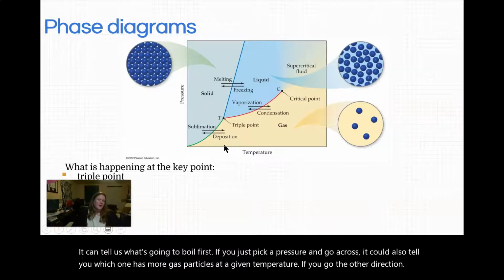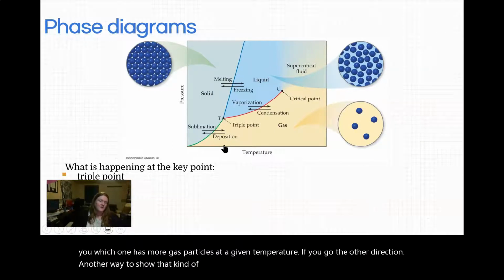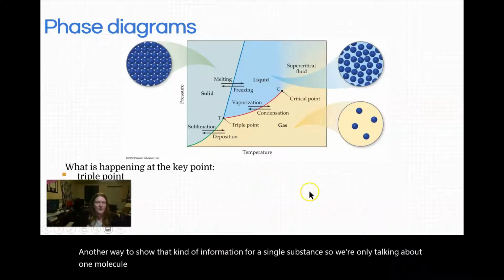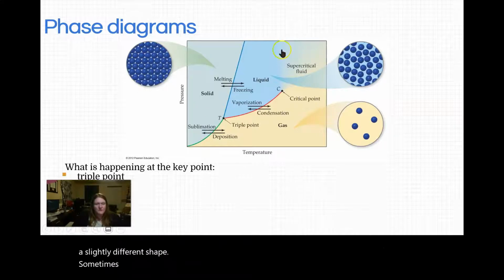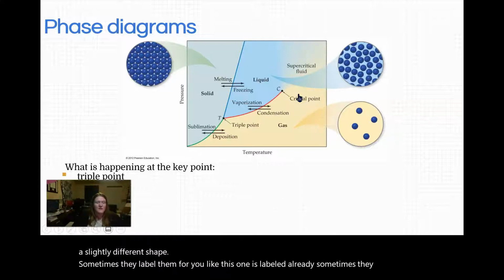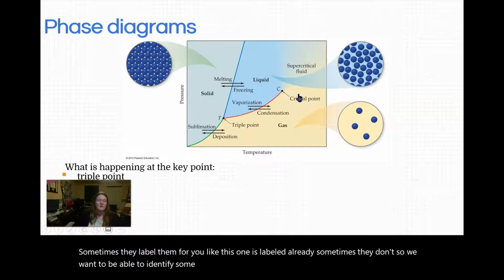Another way to show that kind of information for a single substance, so we're only talking about one molecular compound, is to use a phase diagram. Okay? Each phase diagram is going to have a slightly different shape. Sometimes they label them for you, like this one is labeled already. Sometimes they don't. So we want to be able to identify some key points in this graph.